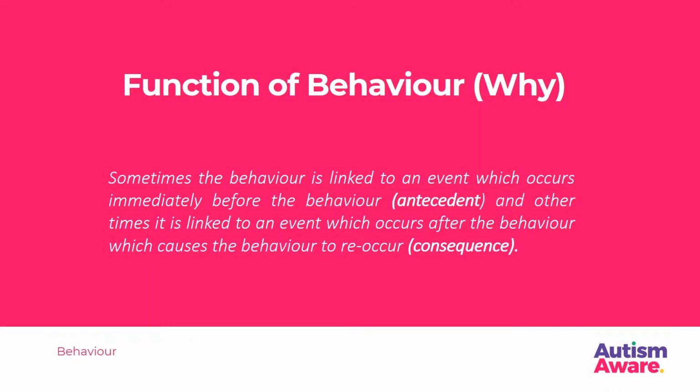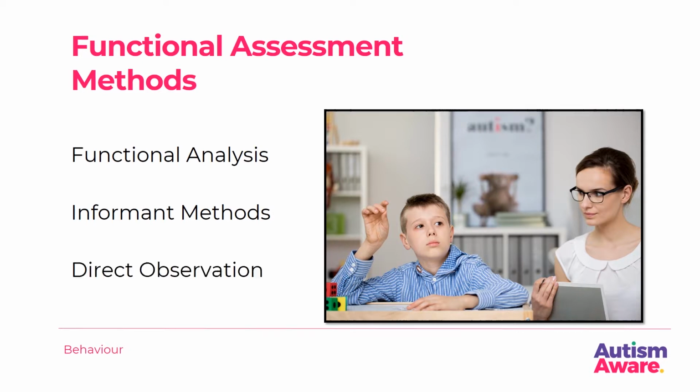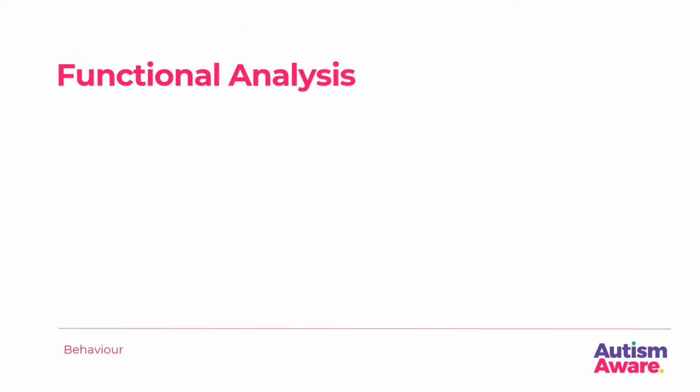Function of behaviour. Sometimes the behaviour is linked to an event which occurs immediately before the behaviour, the antecedent, and other times it is linked to an event which occurs after the behaviour, which causes the behaviour to reoccur, the consequence. Functional assessment methods. There are 3 specific functional assessment methods: functional analysis, informant methods, and direct observation.